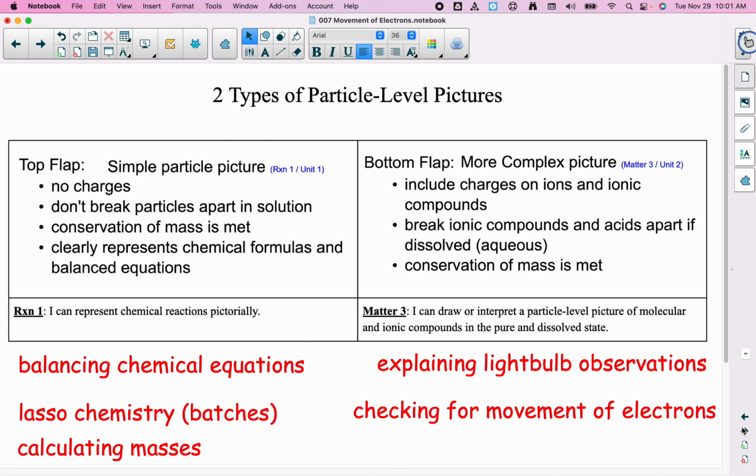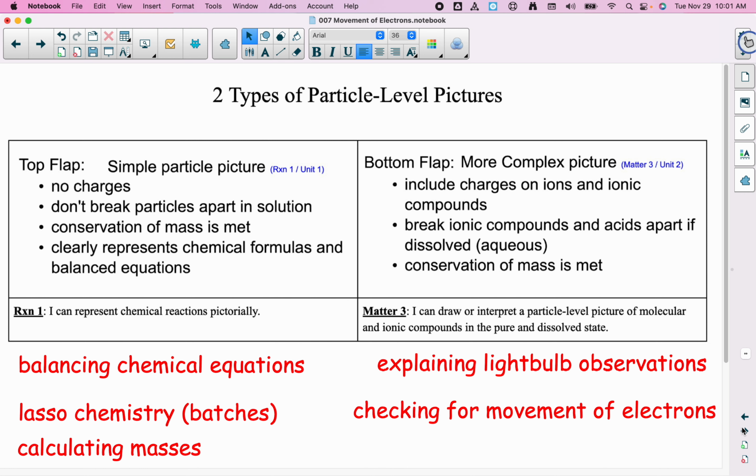So let's start on the back of your sheet. The back of your sheet has a little table that we've seen before. This has our reminders about our two different types of particle level pictures. We're going to make top flap and bottom flap pictures here. We'll get your flaps in place later because we're going to make the bottom flap first. It'll be easier to do your bottom flap if your top flaps aren't in the way.